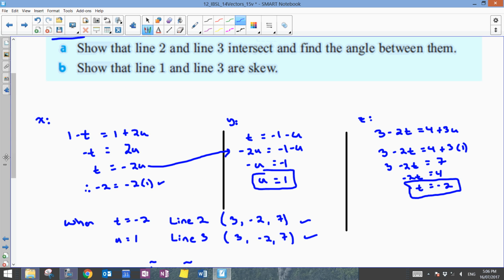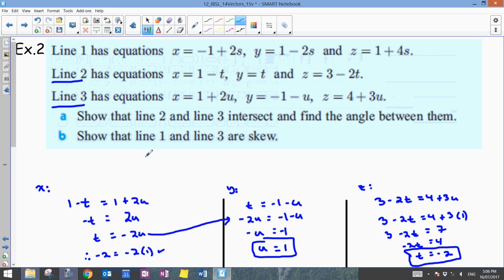Now, for part B, it says show that line 1 and line 3 are skew. So in order to show that lines 1 and 3 are skew, we're going to start the same way, and we'll set the components equal to each other. And what we'll wind up finding is that we cannot actually identify an S or a U as our parameters that will make those equations true, that will actually give us a shared point. So they will not wind up intersecting if they are skew, but we could still find an angle between them. That is a possibility. All right, so we'll go ahead and set this one up the same way, and then we'll let you guys try to finish that one out.